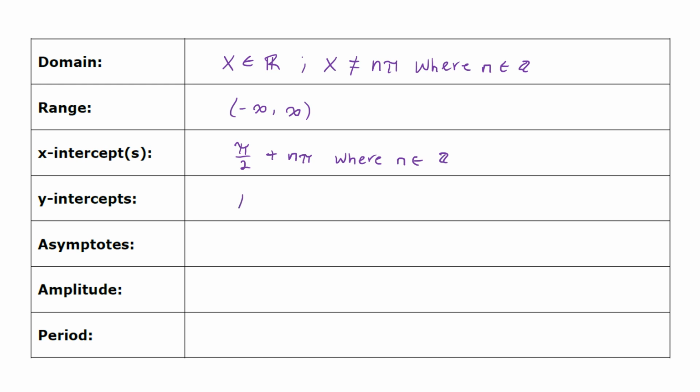The y-intercepts are none. The asymptotes are going to be x equals n times pi, where n is an element of the integers. The amplitude is undefined. There is no minimum or maximum value. And the period is pi. All right. That concludes objective number 3.